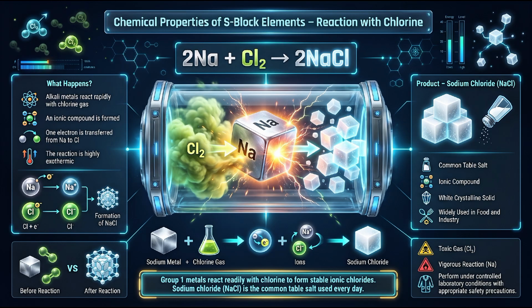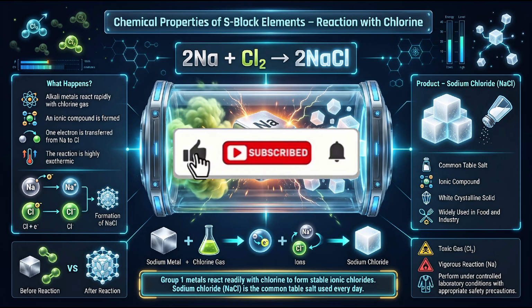In summary, Group 1 alkali metals react rapidly with chlorine gas because they possess one loosely held valence electron that is easily transferred to chlorine. During the reaction, sodium loses one electron to become Na+, while chlorine gains one electron to become Cl-. The resulting oppositely charged ions attract each other strongly, forming the ionic compound sodium chloride according to the balanced equation 2Na plus Cl2 gives 2NaCl. The reaction is highly exothermic, releasing large amounts of heat and light.